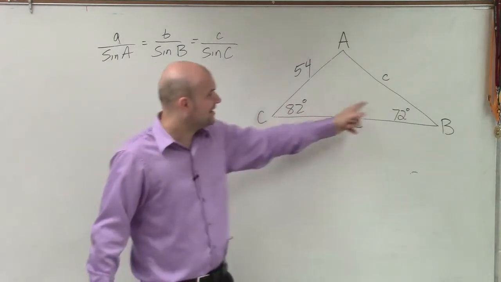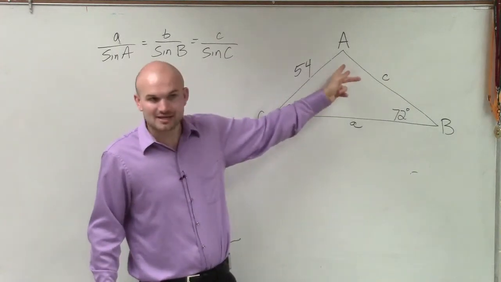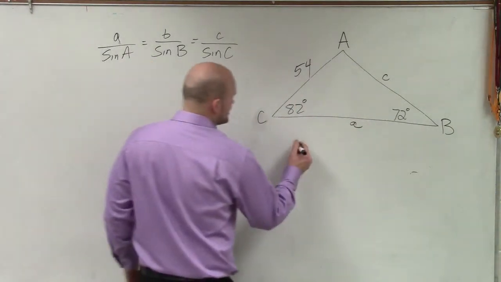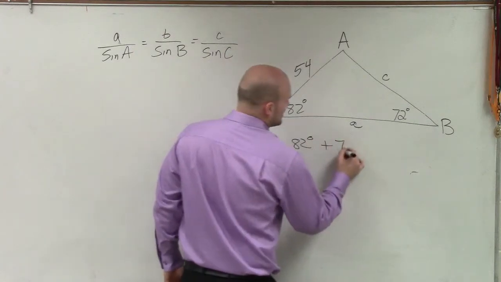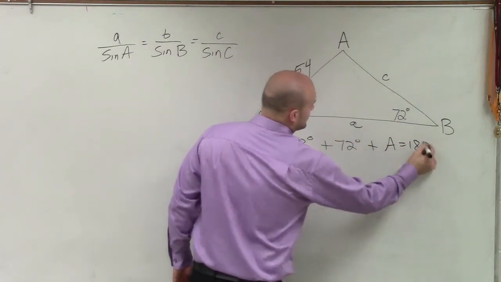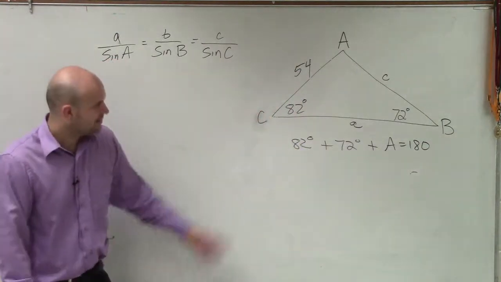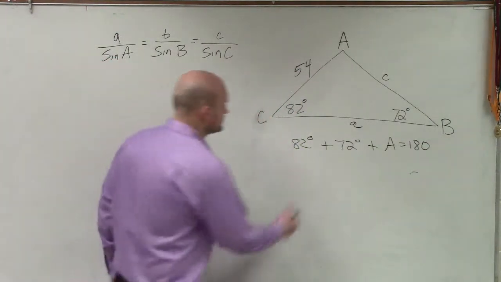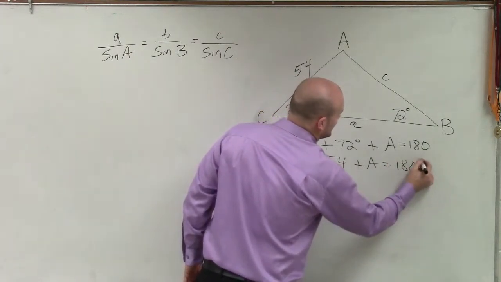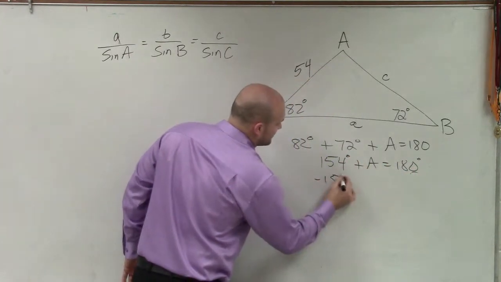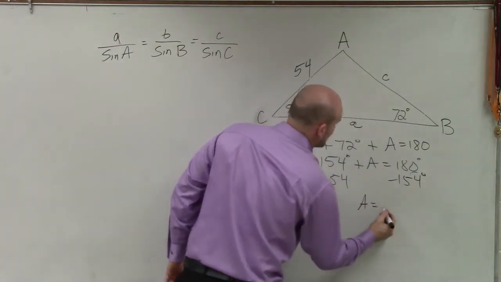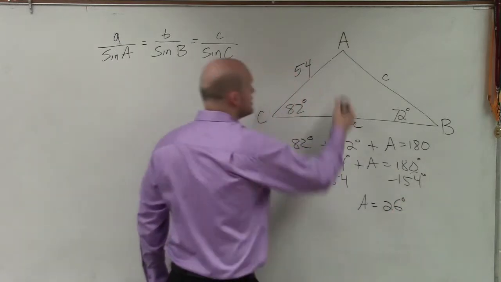With this, I can easily determine what angle A is, since I'm already provided two angles. So I can write the equation 82 degrees plus 72 degrees plus angle A equals 180. That becomes 154 plus A equals 180 degrees. Subtract 154, and A equals 26 degrees. So I'll just write that in there.